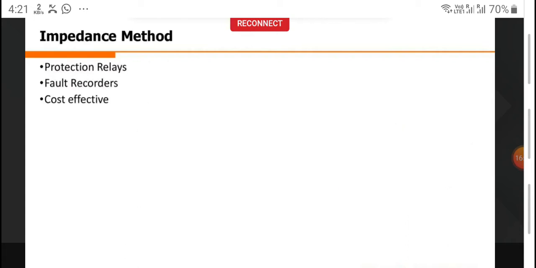Look into it. Now, the impedance method, while talking, I think I was pretty clear that this particular method is used in protection relays as well as fault recorders, for the reason that it is quite a cost-effective method. It is quite cost-effective. You don't have to do anything. You just have to take input from your PTs, CTs, and the rest will be taken care of by your algorithms, because all you have to do is calculate your impedance. But is it a comprehensive solution?